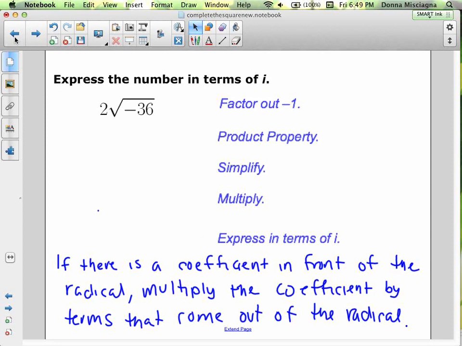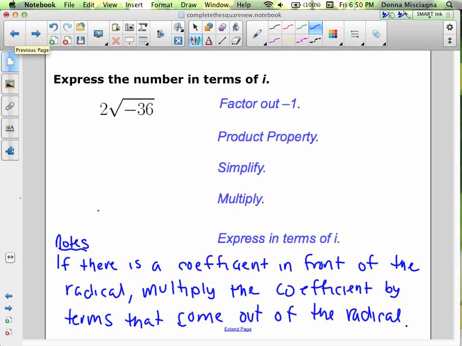All right, so let's do the last two together. We have 2 times negative square root of 36. So you can add this to your notes: if there's a coefficient in front of the radical, multiply the coefficient by terms that come out of the radical. We can just add that to our notes as a little reminder.